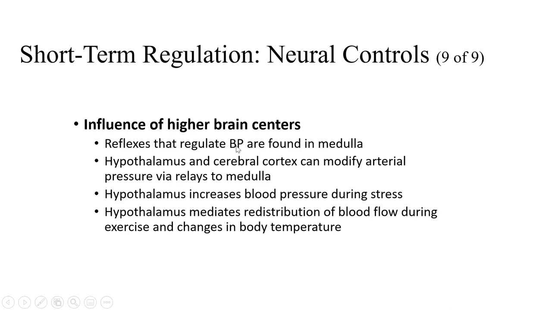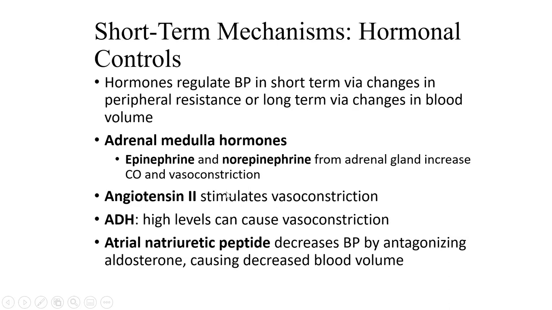So let's take a look at the influence of higher brain centers in short-term regulation. Well, the reflexes that regulate blood pressure are found in the medulla oblongata. The hypothalamus and the cerebral cortex can also modify blood pressure and relay to the medulla. The hypothalamus would increase blood pressure during stress. The hypothalamus also mediates redistribution of blood flow during exercise and changes in body temperature.